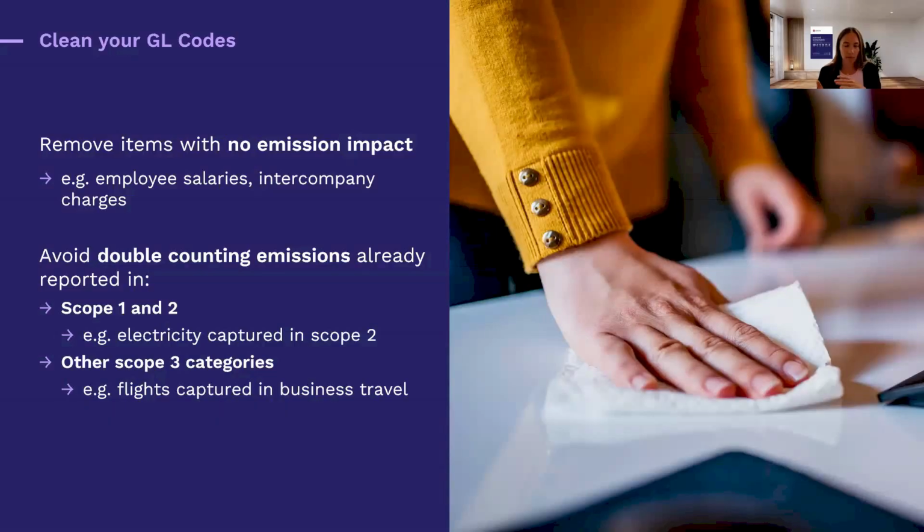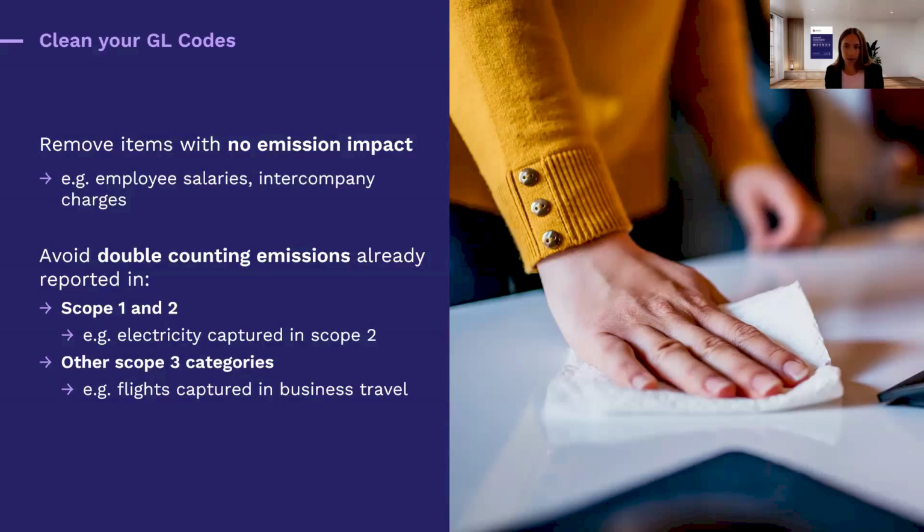And aligned to that, you also want to check: is there anything in your GL codes that you already cover in other scopes and categories? Your electricity spend, you already report that in kilowatt hours under Scope 2, or you get data from your waste suppliers, specific emission factors, so you can take that out of your spend.